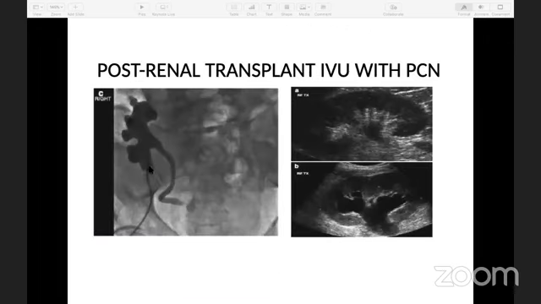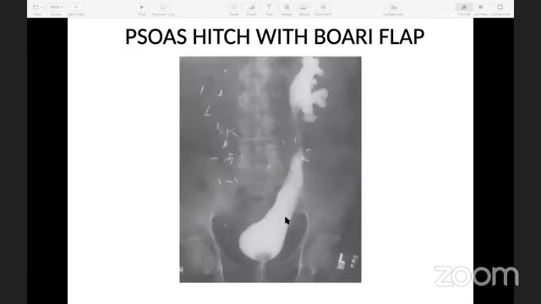Allograft with hydronephrosis due to ureteral stricture with PCN in situ. Cystogram in a patient with sigmoid and bowel flap. Because of the non-refluxing anastomosis here, you can see reflux into the pelvicalyceal system.